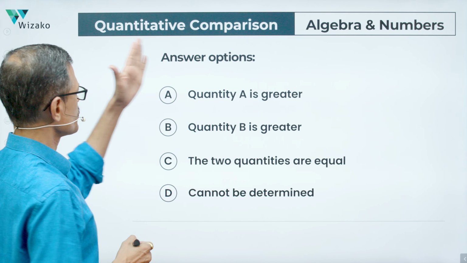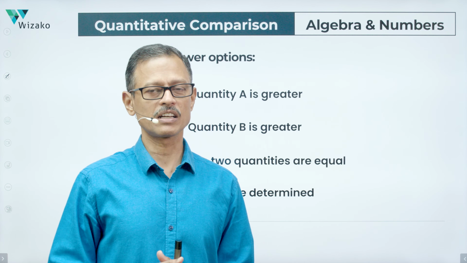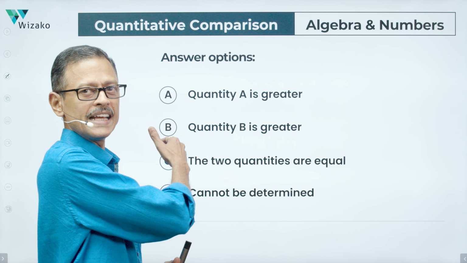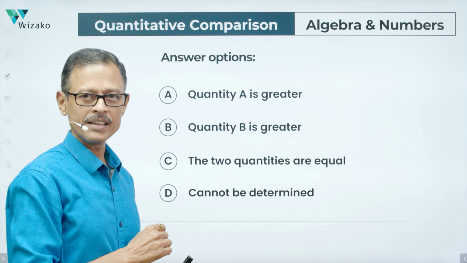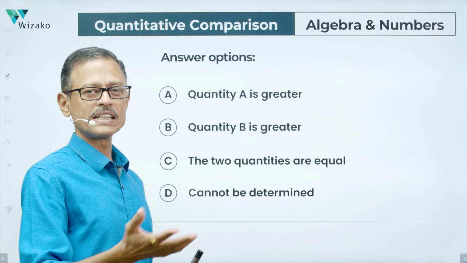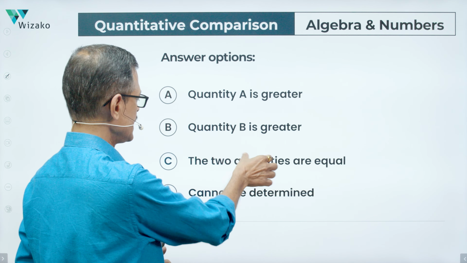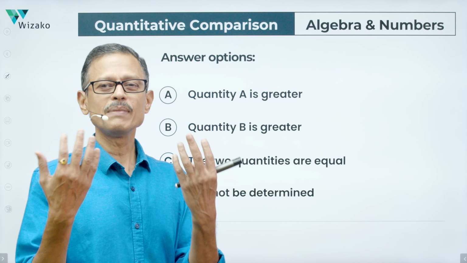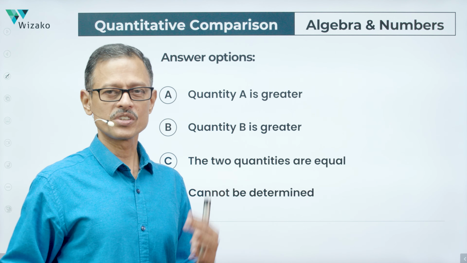These are the 4 answer options when it comes to any GRE quantitative comparison question. If quantity A is greater than quantity B, our answer is A. If quantity B is greater than quantity A, the answer is B. If both are equal, the answer is C. If you can't make a comparison, you're not sure, then the answer option is D.